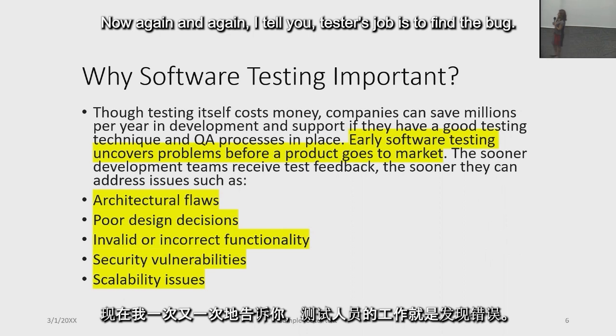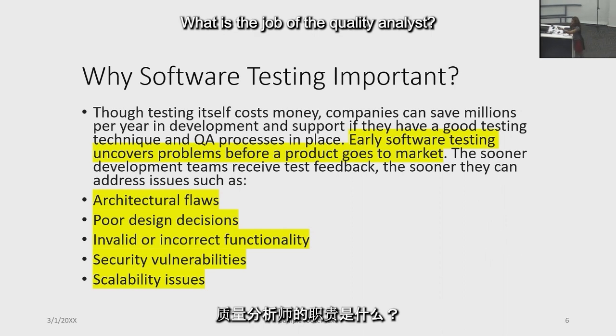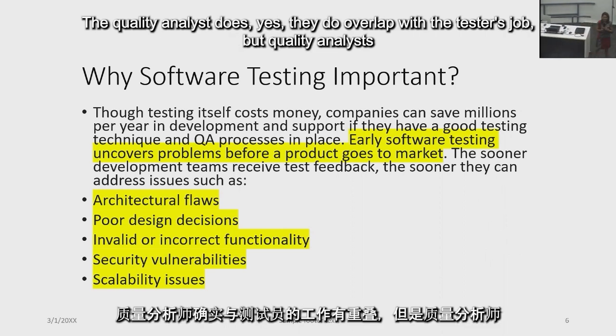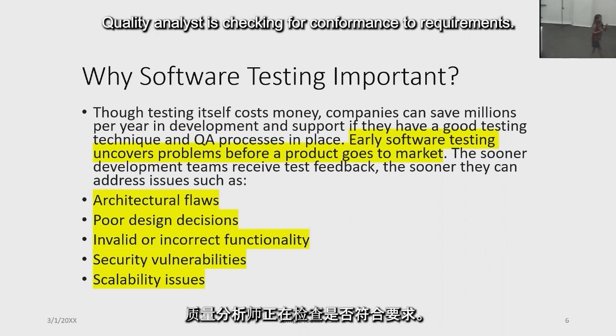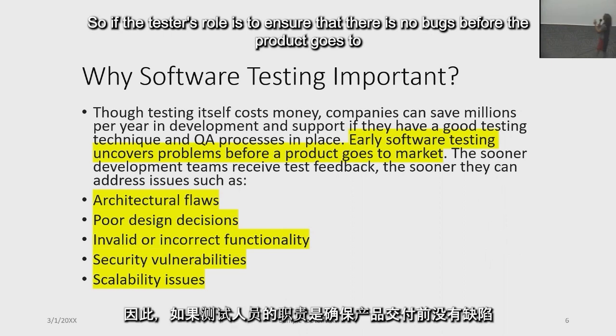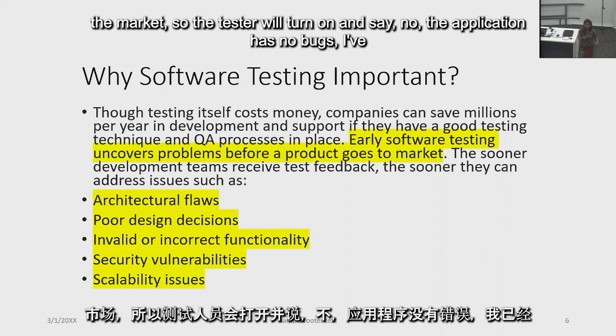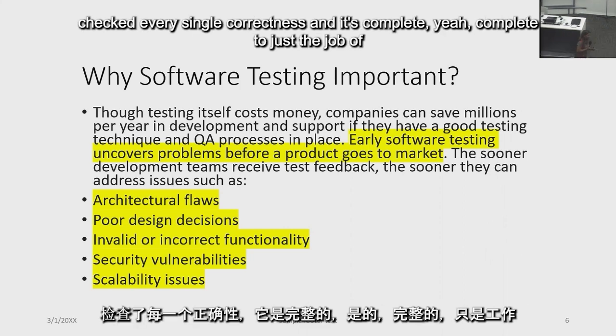Now, again and again, I tell you, the tester's job is to find the bug. What is the job of the quality analyst? Yes, they do overlap with the tester's job, but quality analysts are not finding bugs. The quality analyst is checking for conformance to requirements. So, if the tester's role is to ensure that there are no bugs before the product goes to the market, the tester will turn around and say, no, the application has no bugs. I've checked every single correctness and it's complete. Yeah, complete to just the job of the software.